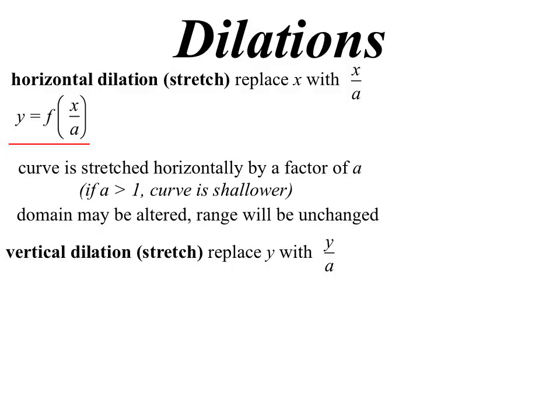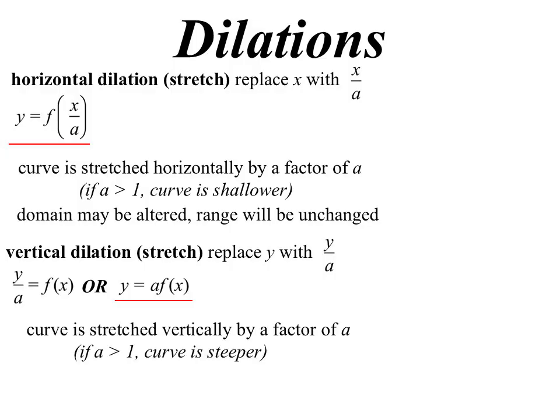So the other way around, if I did want to stretch it vertically, now it's the y that I'll replace. Again, I'll divide it by the factor. y over a is equal to function x. Replace the y with y on a. Or another way of thinking about that is y equals a times function x. But this time, if it's bigger than 1, it becomes steeper. So again, if you think of the shape and you pull it up, that's becoming steeper.